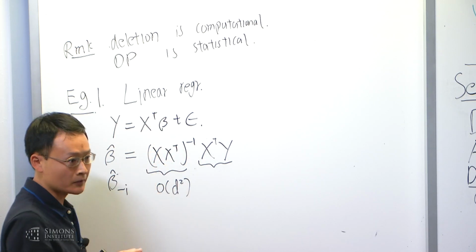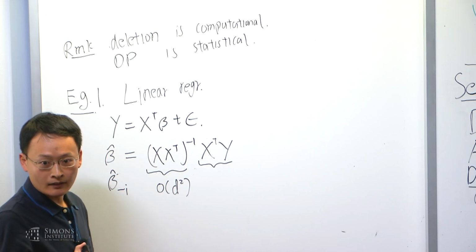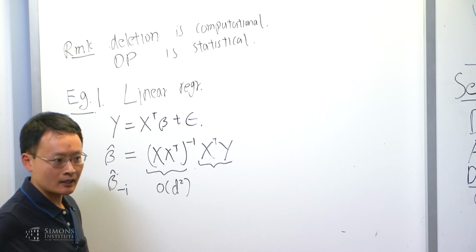So n is the number of individuals I have. We want ideally deletion algorithms that are independent of the size of my data set.